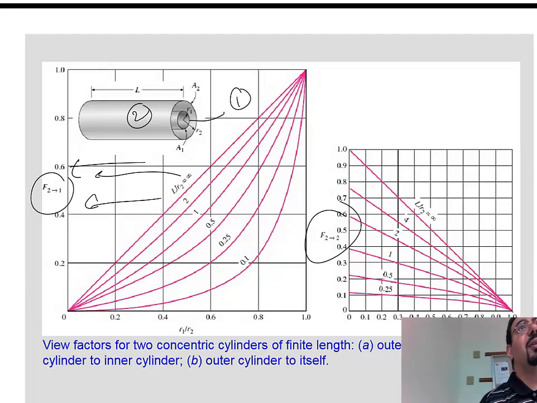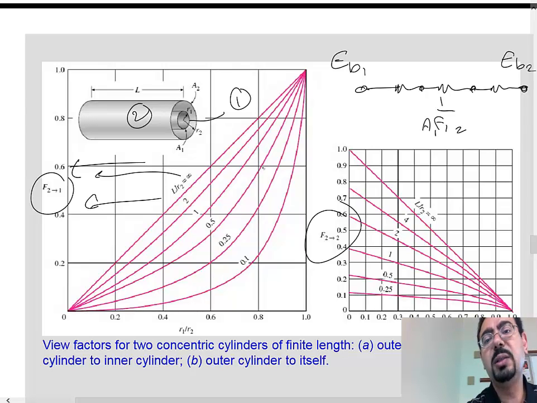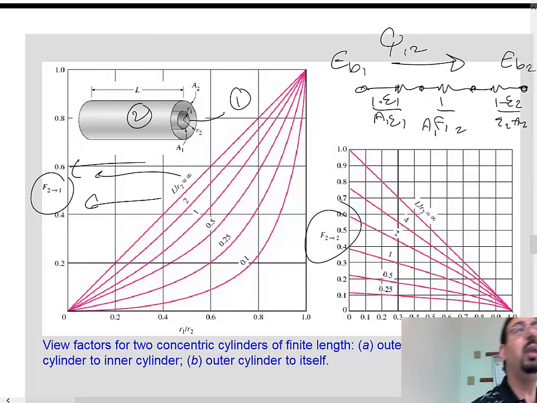Surface 2 can see itself, right? Radiation leaving it will hit itself. However, in this problem, when I try to calculate the Q, I will still have AB1 and AB2, and 1 over A1 F12, and the surface resistances here, 1 minus epsilon 1 over area 1 epsilon 1, and 1 minus epsilon 2 over area 2 epsilon 2. And the Q leaving 1 going to 2 will just be this minus this over the resistance. There will be no radiation.